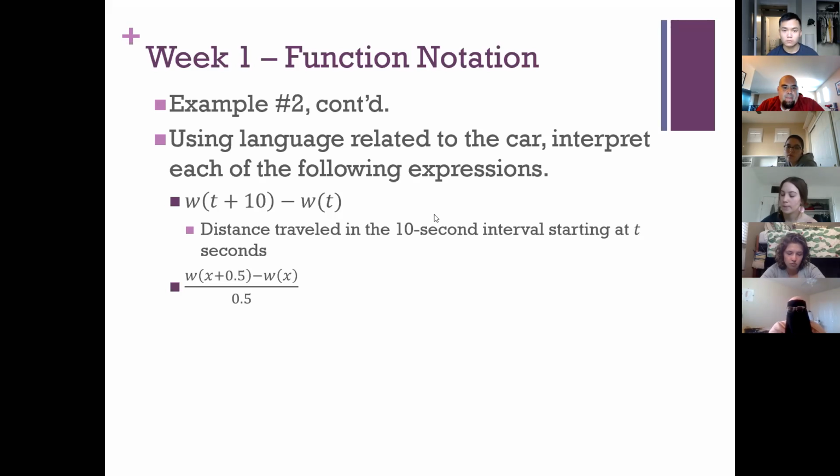And then finally, this ratio here, W of x plus 0.5 minus W of x divided by 0.5. Double the distance traveled during a 0.5 second interval starting at x seconds. Okay, good. So dividing by 1/2 is the same as doubling it, sure. All right, so mathematically, that's absolutely what's going on. Starting at time equals x seconds, I want to know how much distance I am going to travel in the half second after that, and then I'm multiplying that by 2.